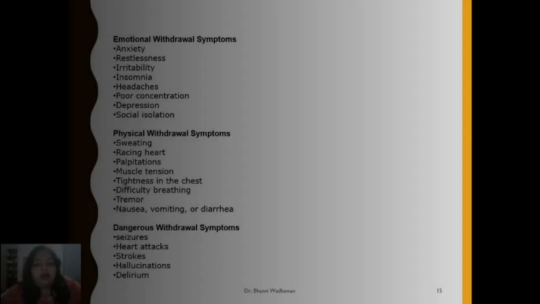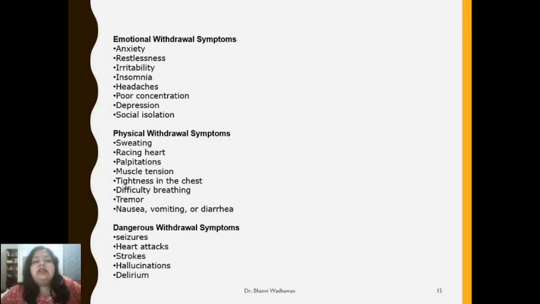Now, what are the emotional withdrawal symptoms? The abuser might get anxiety, may be restless, may be irritable, may have insomnia, that is inability to sleep, may have headaches, poor concentration, depression, social isolation, tries to avoid people. So all of these are the emotional withdrawal symptoms.